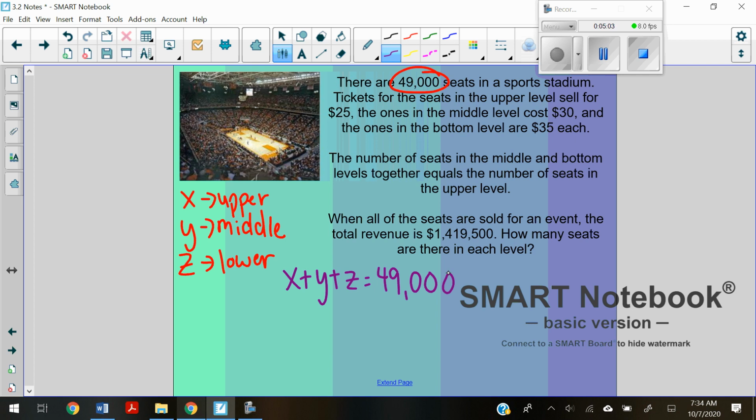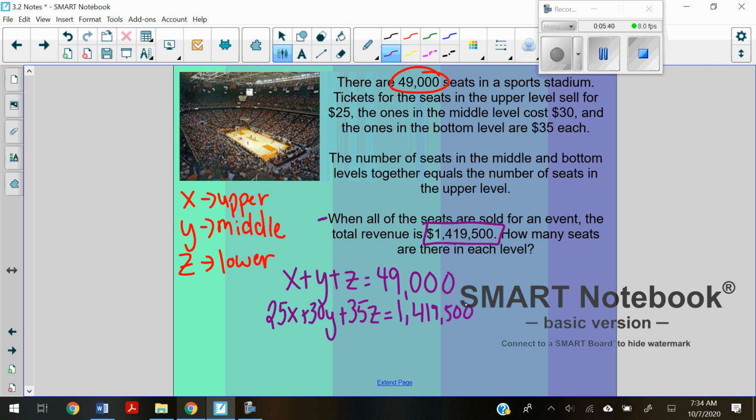All right, the tickets for the seats in the upper level cost 25, so I can take 25 times x. The middle level costs 30, so 30y, plus the ones on the bottom are 35, so 35z equals, now I'm going to jump down to here, when all the seats are sold, we have a revenue of $1,419,500. Okay, so money sticks with money.